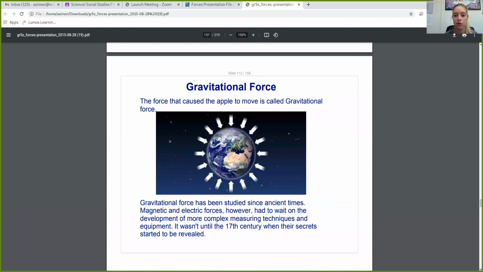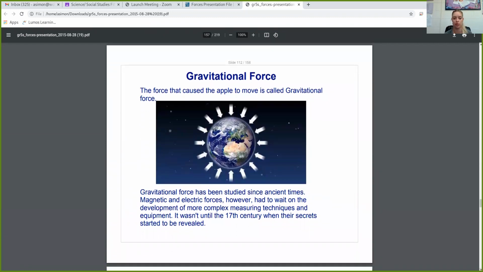The force that caused the apple to move is called gravitational force. Gravitational force has been studied since ancient times. Magnetic and electric forces, however, had to wait on the development of more complex measuring techniques and equipment. It wasn't until the 17th century when their secrets started to be revealed. So obviously gravity was discovered way before electric and magnetic forces. That would make sense because we can clearly see that when we drop this, it falls to the ground. People would have noticed that years and years ago, okay? And they wanted to know why, because that was noticed by everybody.